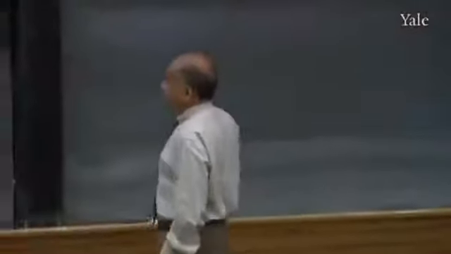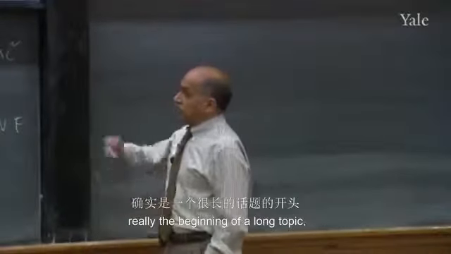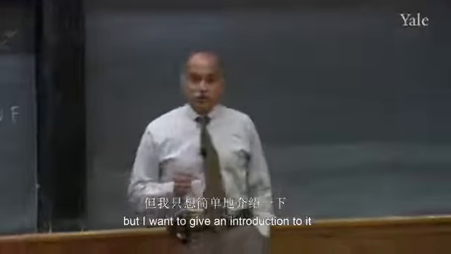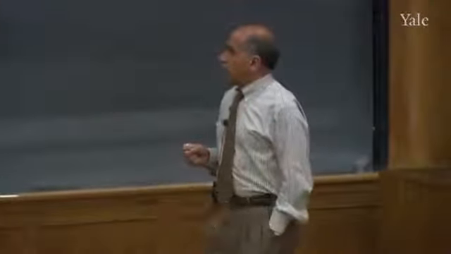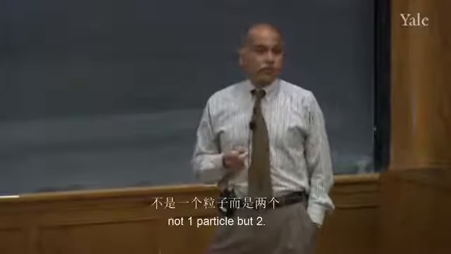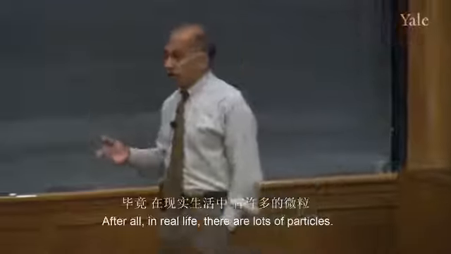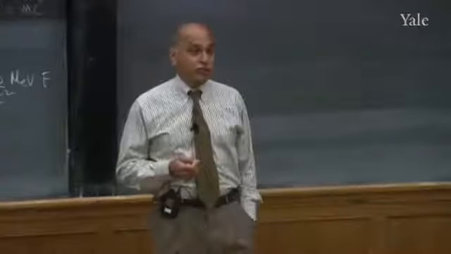Okay, now the final topic I want to talk about is really the beginning of a long topic, but I want to give an introduction to it, because you're going to need this. And the question is, what if I have not just one electron, but two? Not one particle, but two. After all, in real life, there are lots of particles. What does the quantum mechanics of more than one particle look like?